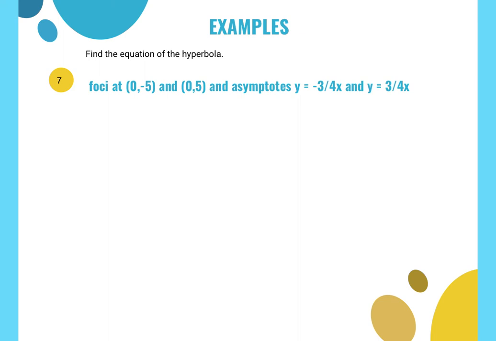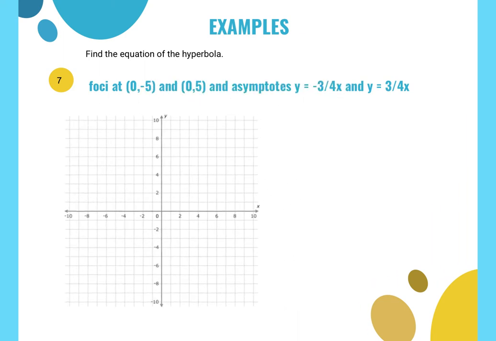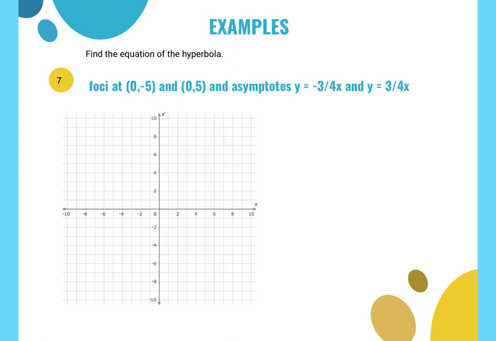Do it again. This time, first piece of information is foci at 0, -5, and 0, 5. Tell me what you know. Vertical. Center 0, 0. Good. So because it's vertical, my center's at 0, 0, and I know it's already y squared minus x squared equals 1.